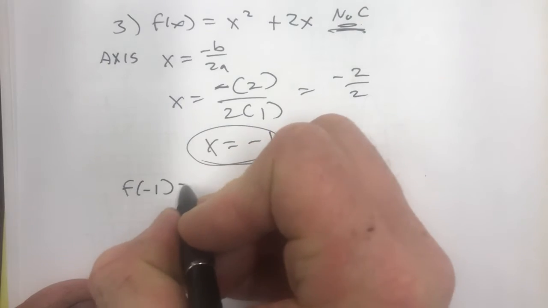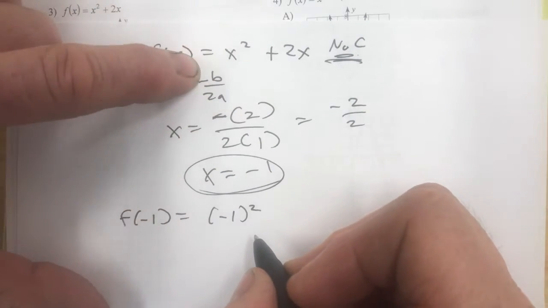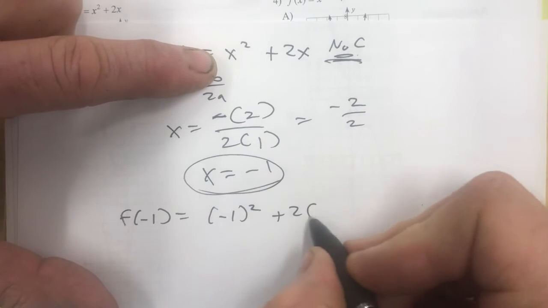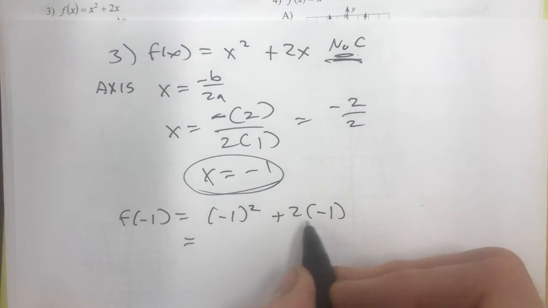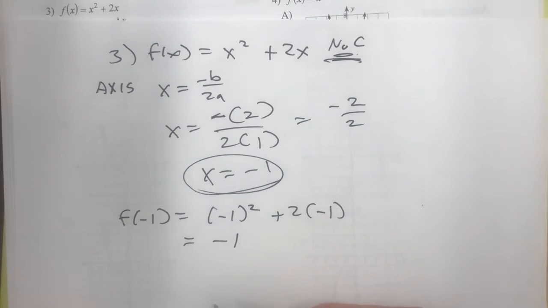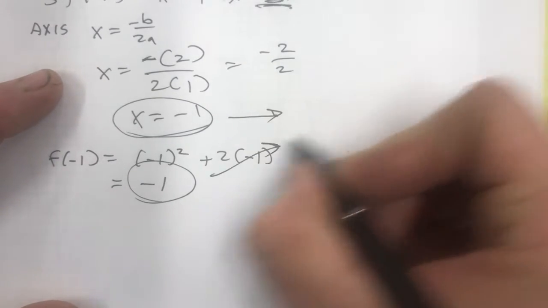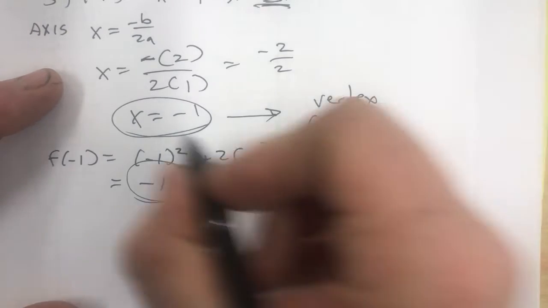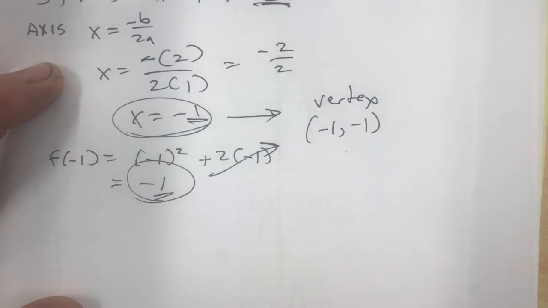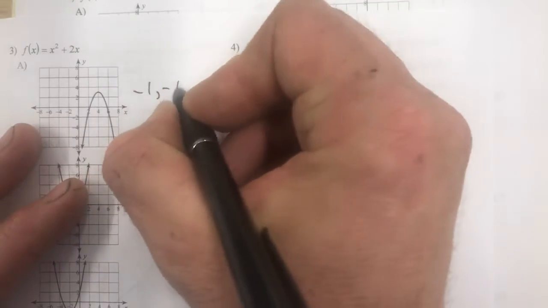All right, now I got to plug that in. So I'm going to do f of negative 1, which means I'm going to have negative 1 squared. So I'm just putting it in the function here. Plus 2 times negative 1. And that's going to give me 1 minus 2, which is negative 1. Okay, so my vertex is negative 1, negative 1. That's my vertex. Okay, so I'm going to write it on here.